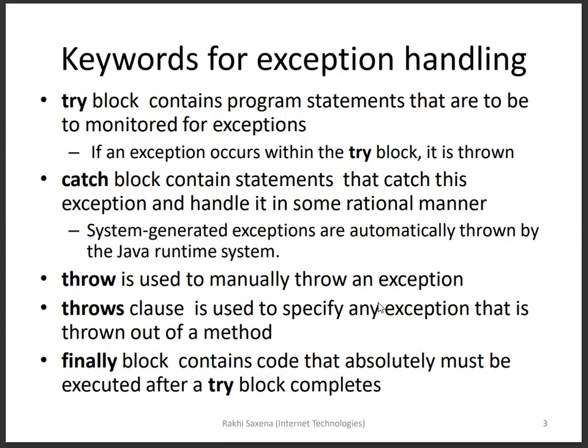So the try block is nothing but the starting point of the exceptions. Okay. So the catch follows every try block. It contains the program statements that are to be monitored for exceptions. All the contents under the braces of try are considered for exceptions. Okay. The catch block contains the statements that catch these exceptions and handle them in a rational manner. If an exception happens at a particular statement, it is directly thrown towards a catch, and the catch will handle that exception. Okay. System generated exceptions are automatically thrown by the Java runtime system, and those will be handled by the system itself. Okay. So try and catch.